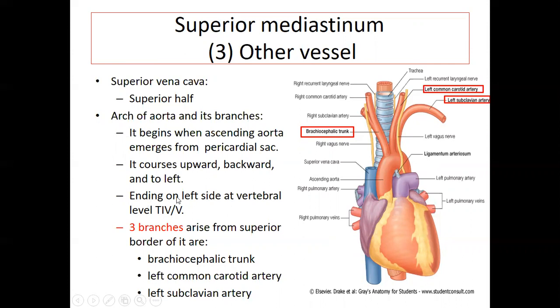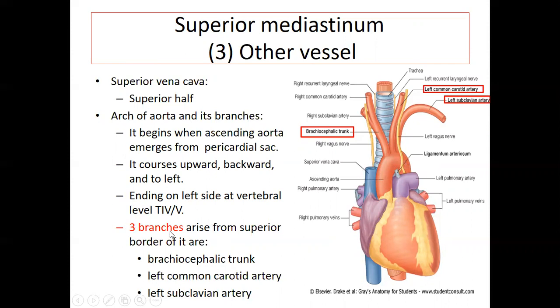The arch of aorta ends on the left side, because it crosses toward the left side. It ends at the level between T4 and T5.